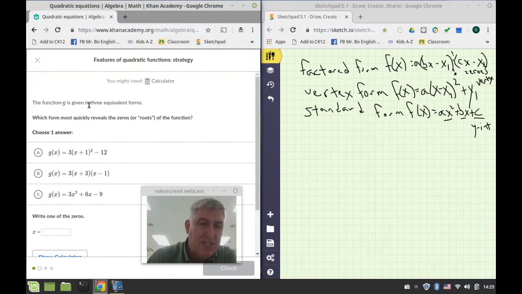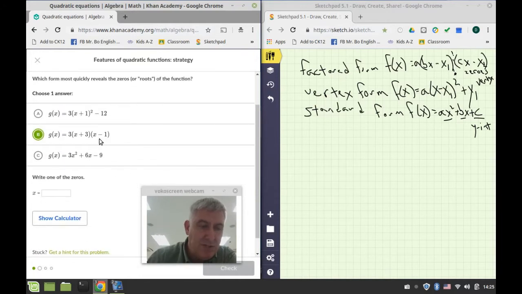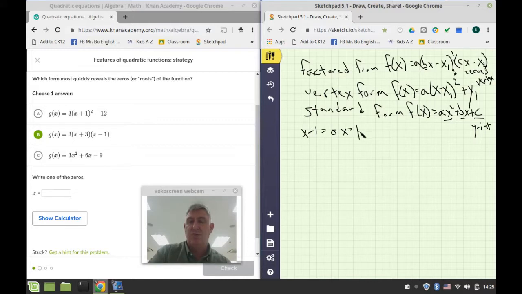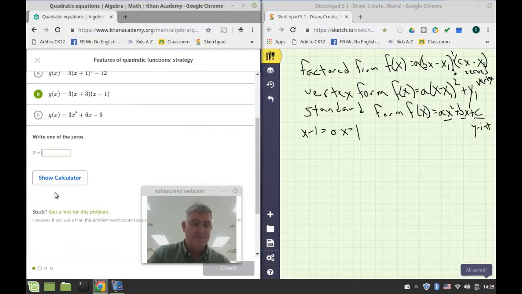Okay, function g is given in 3 equivalent forms. Which form most quickly reveals the zeros or roots of the function? And that's going to be our factored form. Our factored form shows zeros, so we're looking for something that looks like that. Here it is. X plus something, x minus something, okay, there it is. And write one of the zeros. Let me see, x minus 1 is 0, so x is equal to 1. Okay.